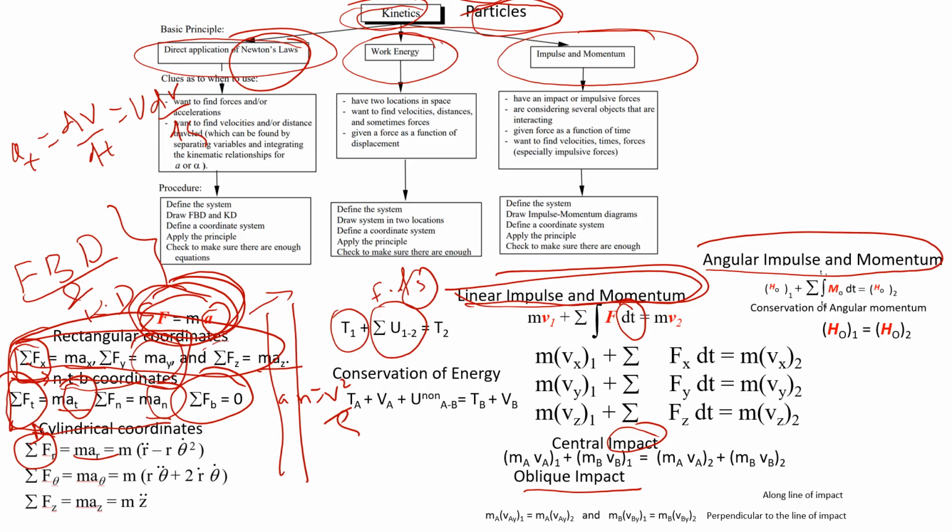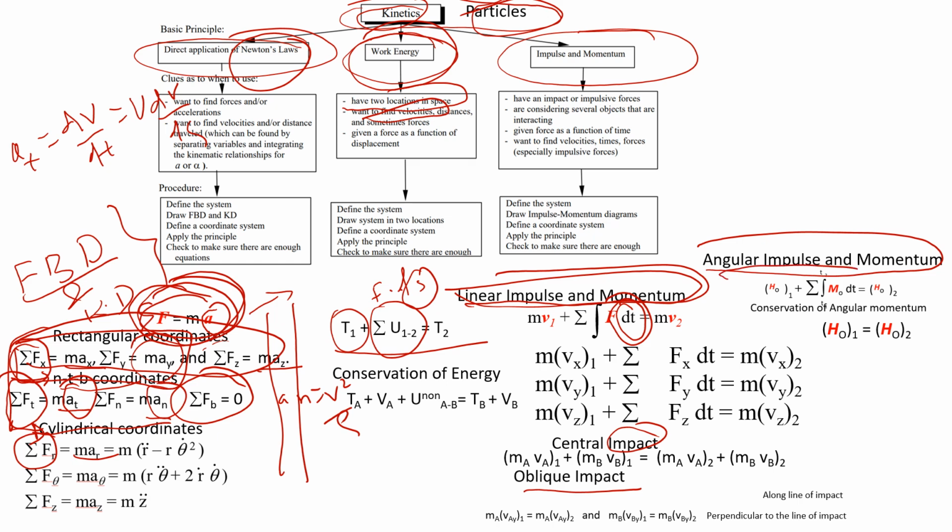The other way to solve the problem is the work energy principle. As I said before, when you have two locations in space and want to find out velocity, we usually use the work energy principle. And for the linear impulse and momentum principle, the time is the key parameter. So again, everything is for a particle. Once the problem is given, you need to decide which equation to use based on what is given in the problem and what has been asked.